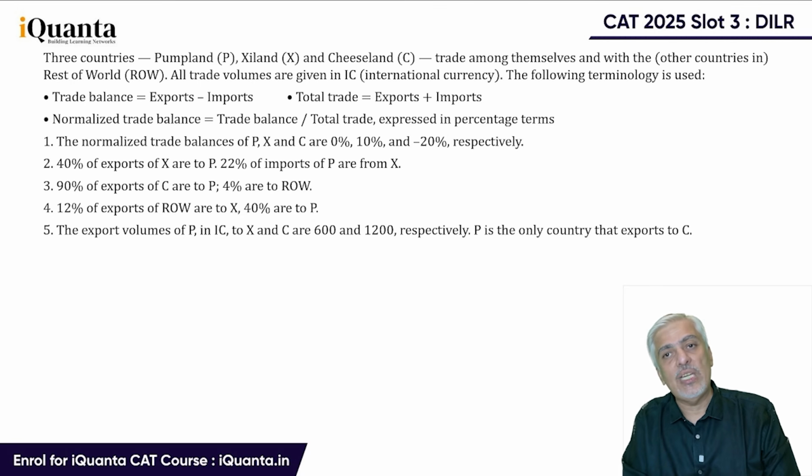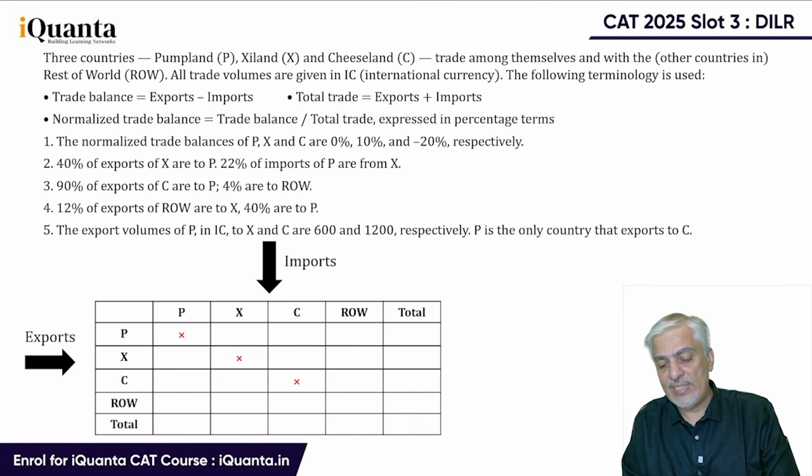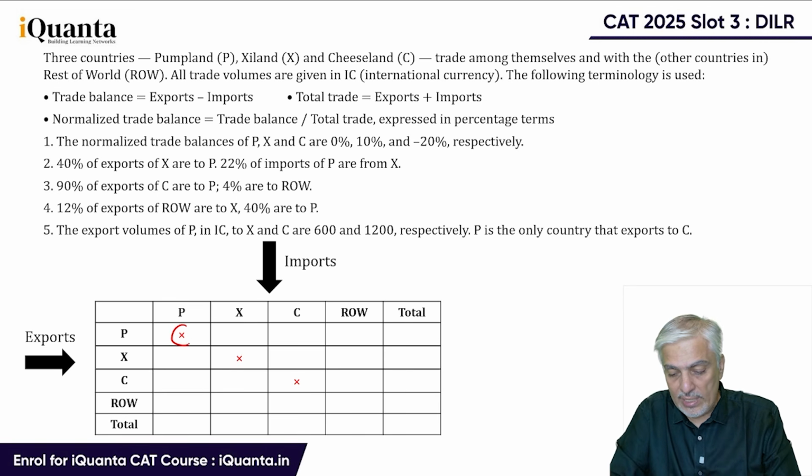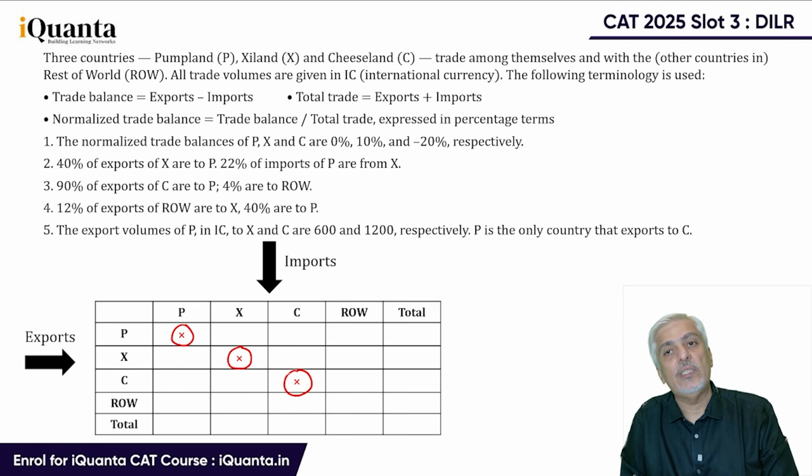Instead of making two different tables for exports and imports, I made this same table. If I look at it horizontally, it's all exports, and if I look at it vertically, it is imports. Why are those crosses there? Because P cannot trade with P, X cannot trade with X, and C cannot trade with C. So those are the crosses over here.